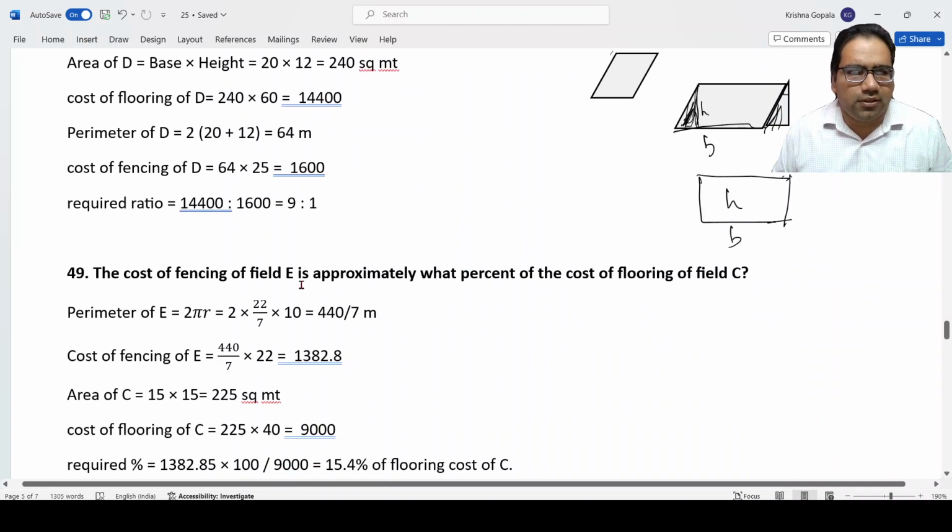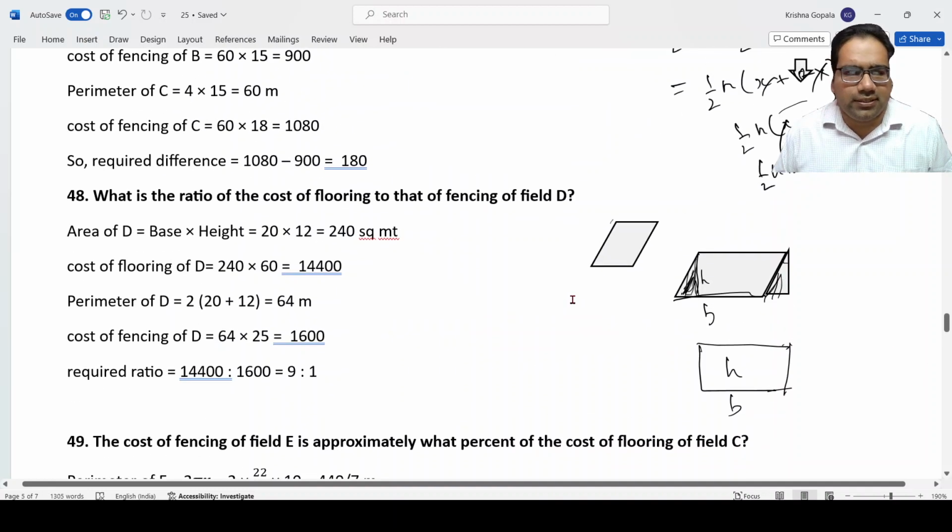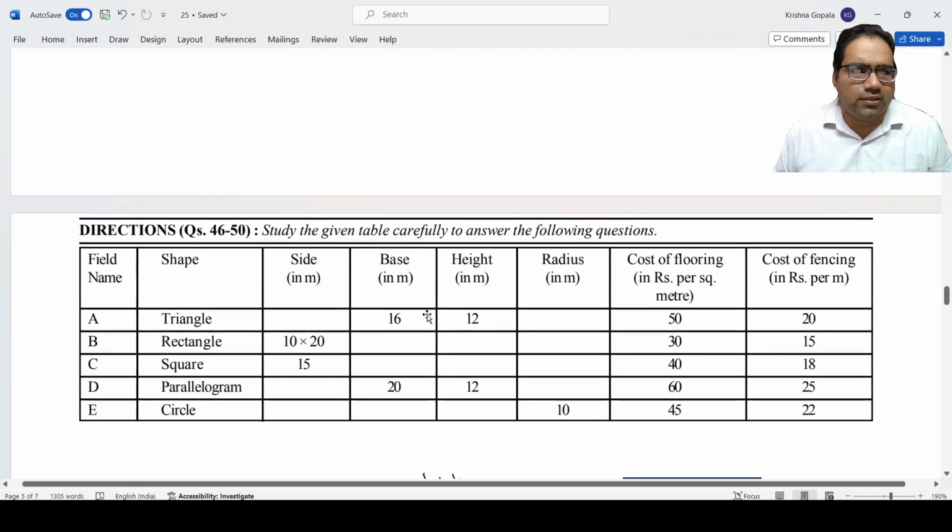Let's get to the next one. Cost of fencing of field D is approximately what percent of cost of flooring of field C? E and C. What is E? E is a circle, C is a square. Circle is 2 pi r is the perimeter. Fencing means perimeter, and pi r square is the area.